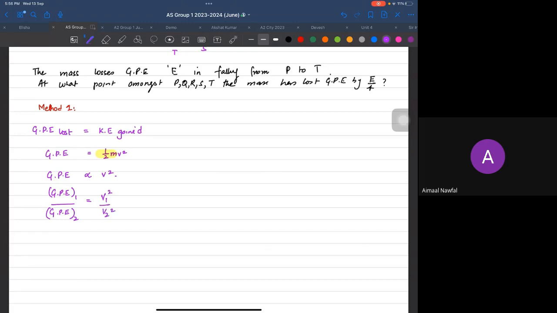So this is how I can create any relationship. It could be any formula, it doesn't matter. What you're going to do is check which two quantities are changing, and then you can make a relationship between them like that, right?